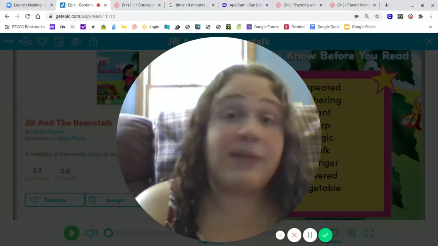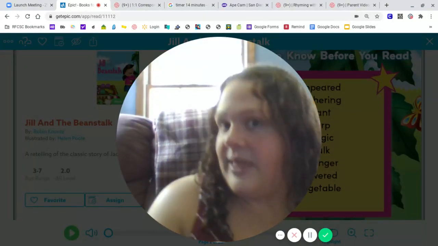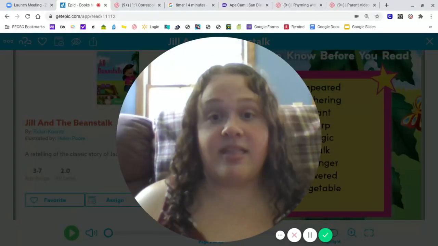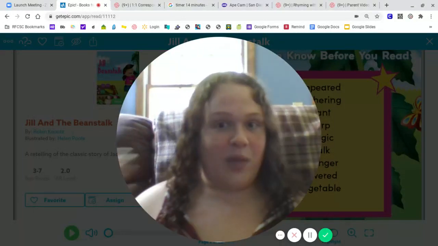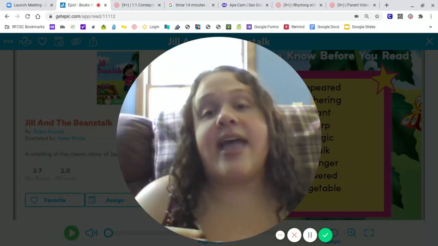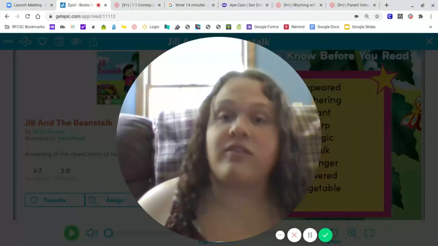Plot is pretty much just the beginning of the story, the middle or the problem in the story, and the ending, how the problem is solved. This will help you retell a story. You can say at the beginning, this is what happened, in the middle, the problem was, and then at the end, this is what happened, or the problem was solved by.